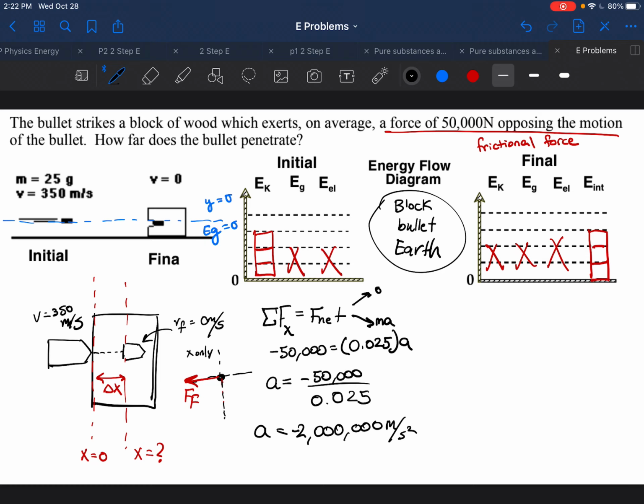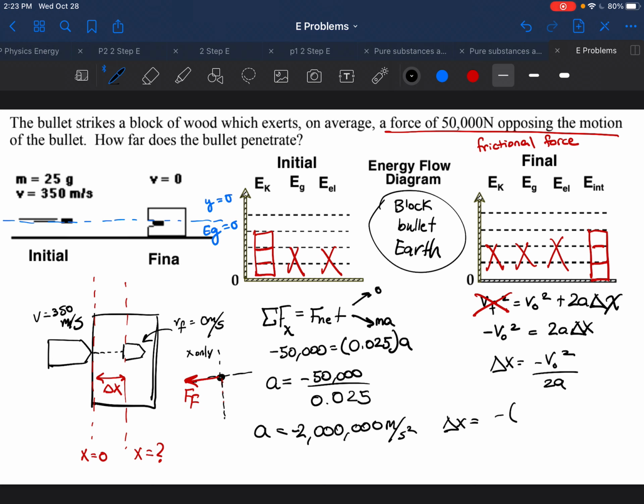Now I can actually use a kinematics equation to figure out delta x. I could use this equation here. I know that my final velocity is 0. Then if I subtract v0 squared to the other side, negative v0 squared equals 2a delta x. So delta x is negative v0 squared over 2a, or delta x is negative 350 squared over 2 times a big old number.